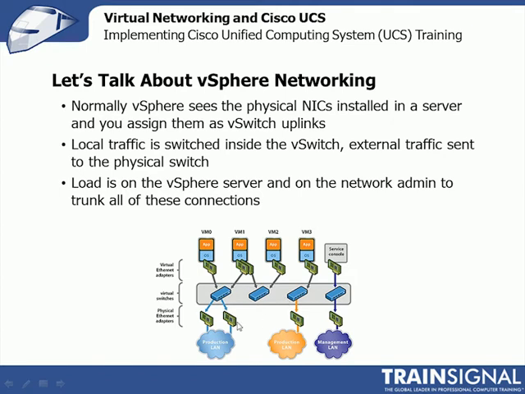But we do vSwitches and physical uplink NICs. And so local traffic is switched inside the vSwitch. Meaning, even if VM0 and VM1 are talking to each other, this traffic never exits the physical network cards. It all stays internal to the vSphere host. And the load is on the vSphere server. The vSphere server is making all these decisions, so the load is on it. It's all done in software. And the network admin has to trunk all these connections, and anytime we want to add a physical NIC, an uplink, we have to do some configuration for that. That's just standard operating procedure for anyone that manages VMware environments.